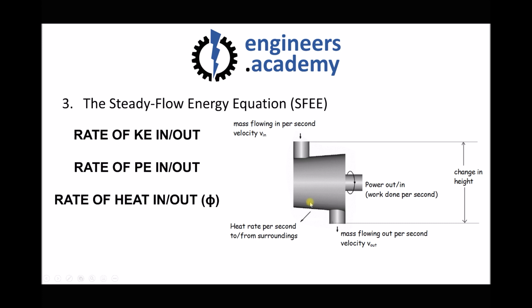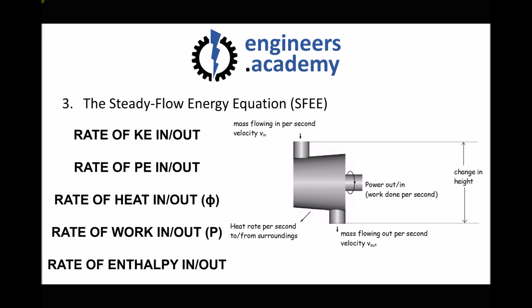We're going to consider the rate of heat going into the system or out of the system, and we're going to consider the rate of work going into the system or out of the system. In this example here, we have heat leaving the system or heat out, and we have work being produced by the system or work out. So our rate of heat loss would be negative as heat energy leaves the system, and our rate of work done would also be negative because we're drawing mechanical power out of the system. Finally, we're going to look at the rate of enthalpy in and out of the system. So the rate at which enthalpy changes or enters the system, and the rate at which enthalpy exits or leaves the system.